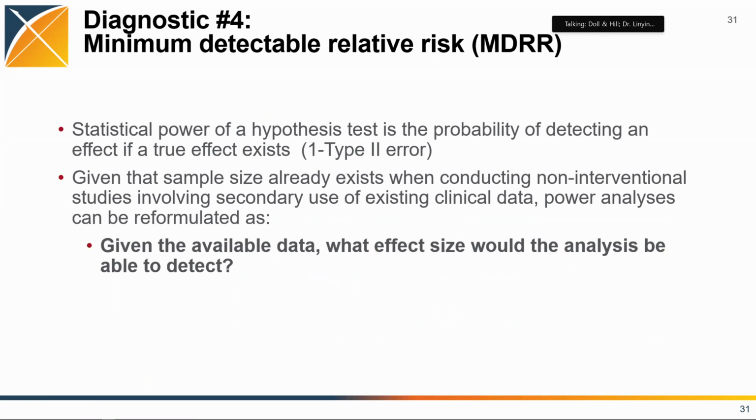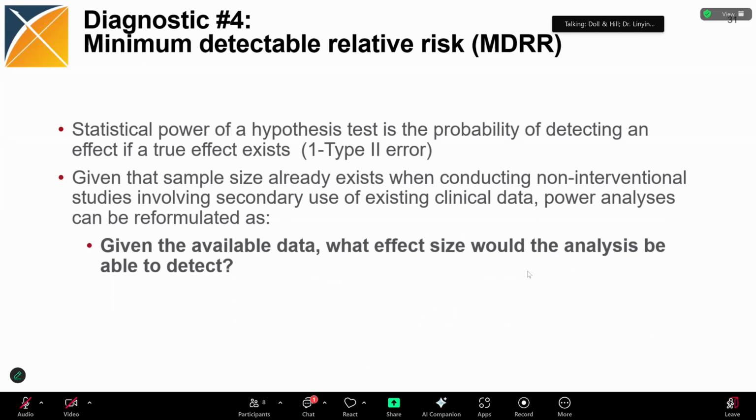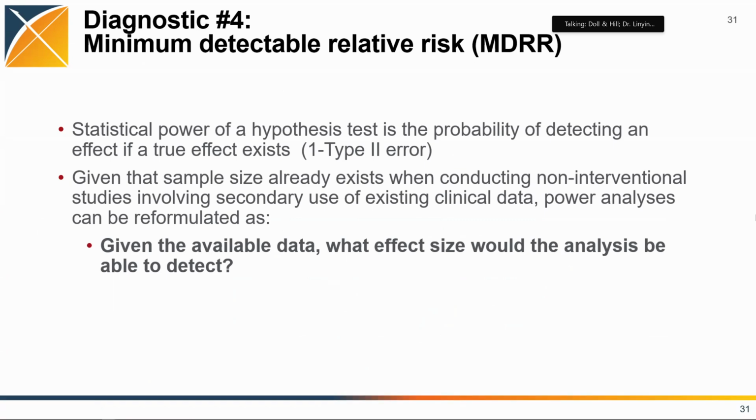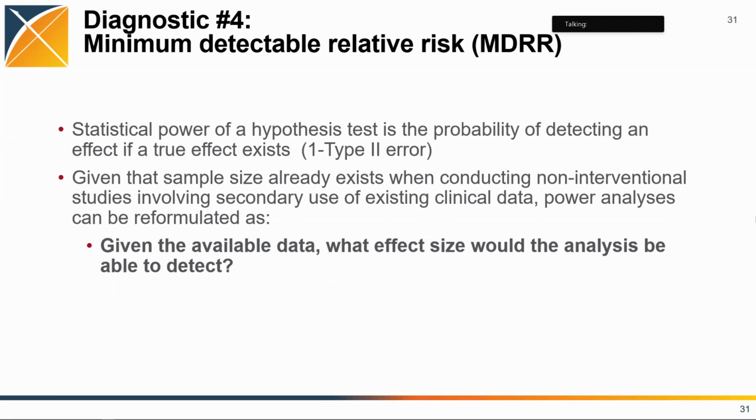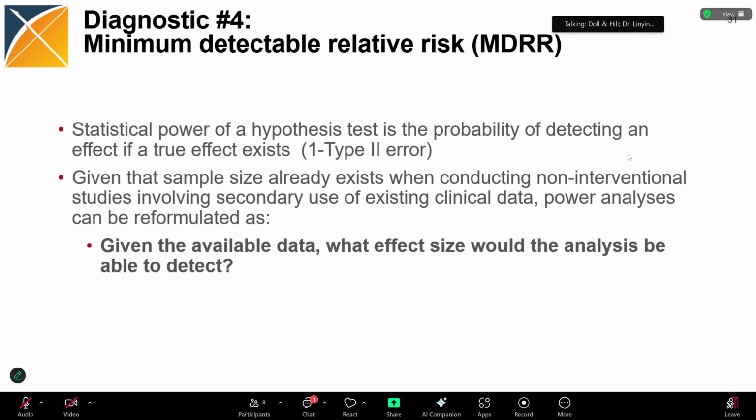And this is the last diagnostic, called the minimum detectable relative risk. This is essentially a power calculation for observational studies. In randomized controlled trials, we calculate power to determine how many patients we need to recruit for a study. But for observational databases, the sample size is fixed. We don't have more patients even if we want. So we reformulate this power analysis question as: given the available data, what effect size would the analysis be able to detect based on the samples?